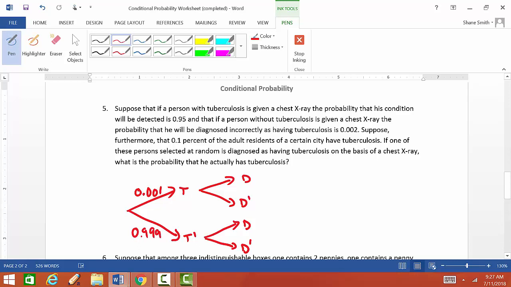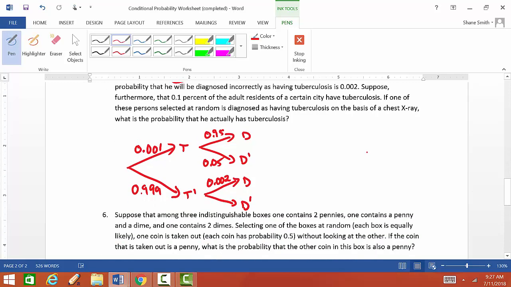And then the probability that it's detected is 0.95, which makes this 0.05. And the probability that it's detected in someone without tuberculosis is 0.002. So this is the false positive rate, right? This is 0.998. So we want to find what's the probability that someone has tuberculosis if it is detected with the chest x-ray.